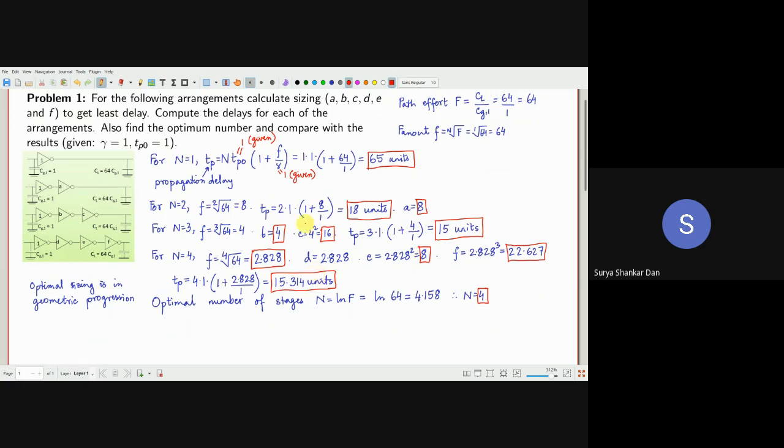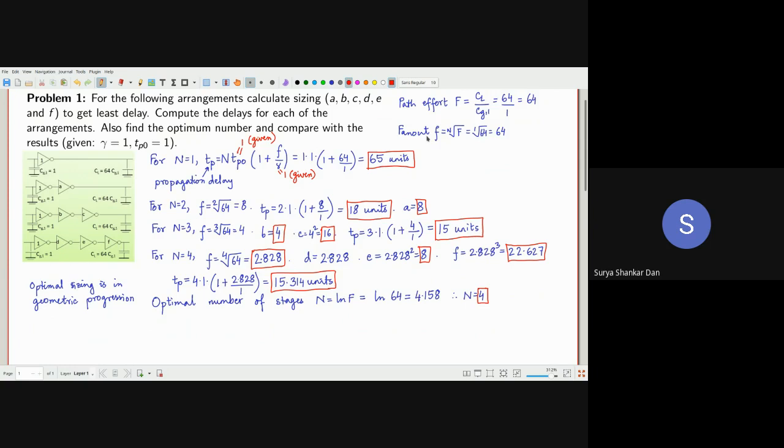Okay? Then the last question was the optimal number of stages for the minimum delay. So optimal number of stages, capital N equal to ln of capital F, that is the path effort. What is the path effort here? We have seen it is 64.